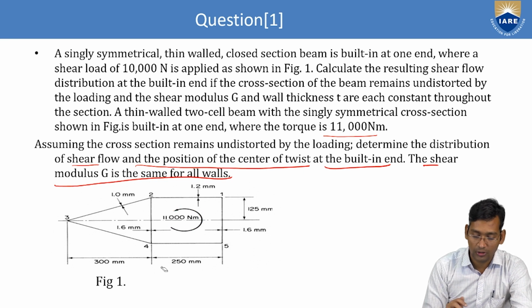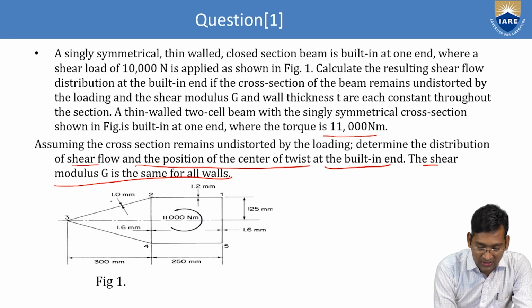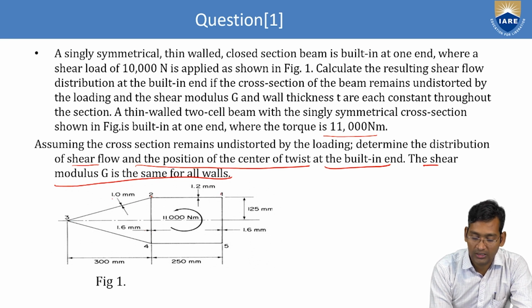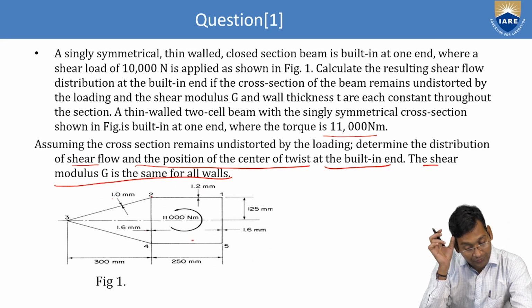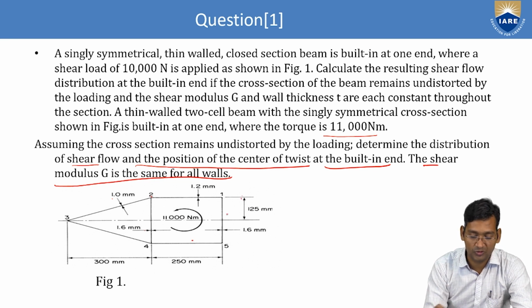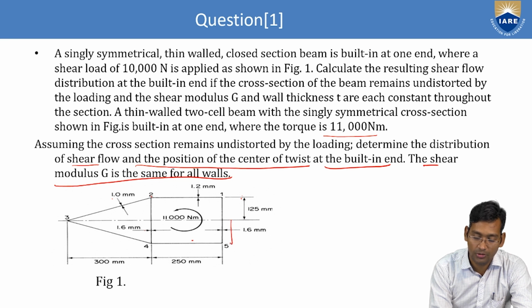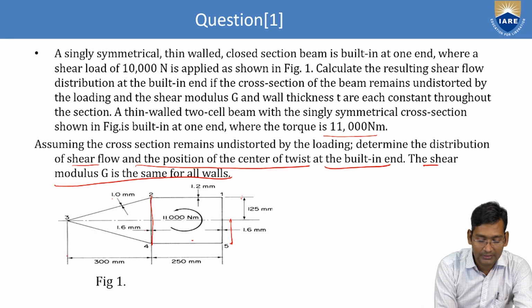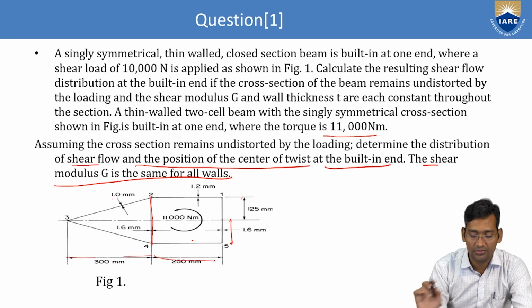Okay, so just see the question here. For this part, the thickness is given as 1 mm. For this, thickness is given as 1.7. So the 2 to 4 thickness is 1.6 mm, 3 to 2 is 1 mm, 2 to 1 thickness is 1.2, 5 to 6 thickness is 1.6, and 4 to 5 thickness is also 1.2. This distance is 125 mm, that is passing through the center. This will also be 125 mm, and this will be 150 mm. This distance is given as 300, and this is given as 250.